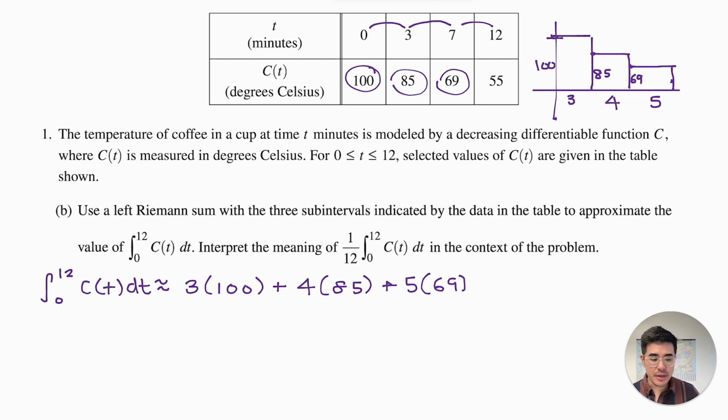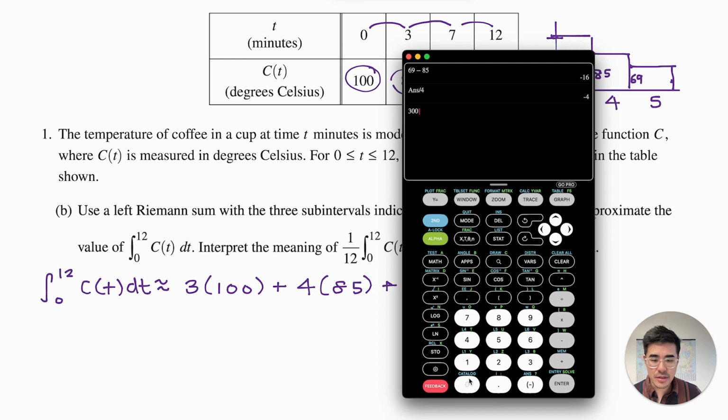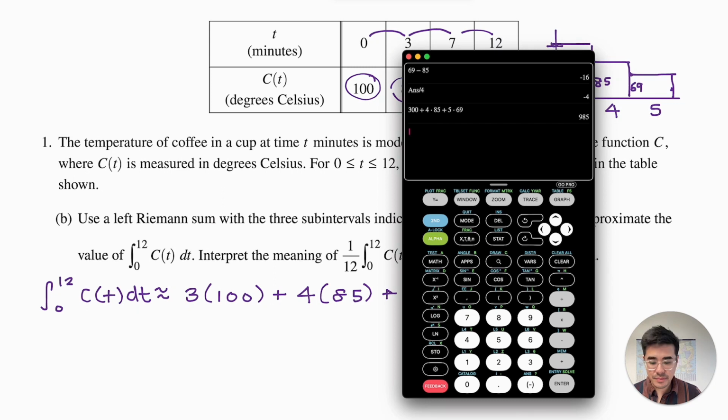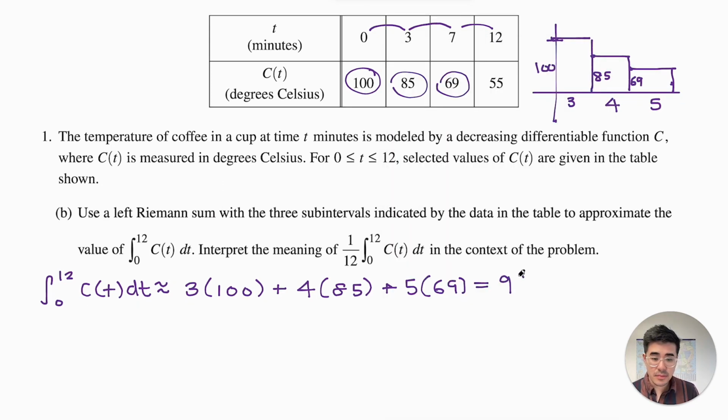Let me plug in what this is going to be on my calculator. That gives me 985. Since I'm doing a Riemann sum, it's always the y value times the x value, so the units are degrees Celsius times minutes. Fortunately, the unit here is not very intuitive and doesn't make sense, so they're not asking you for it, but if you ever wanted the unit, it's just the y unit times the x unit.